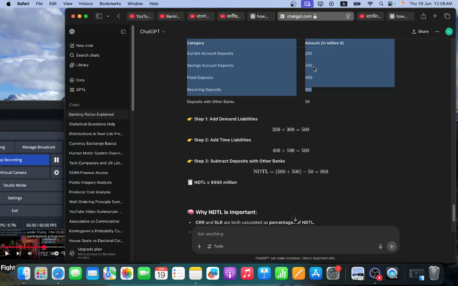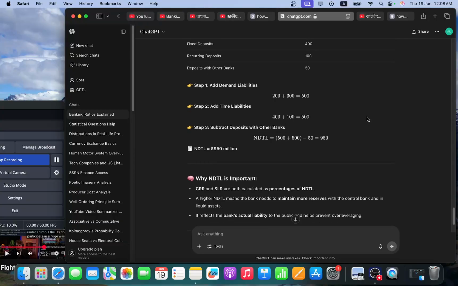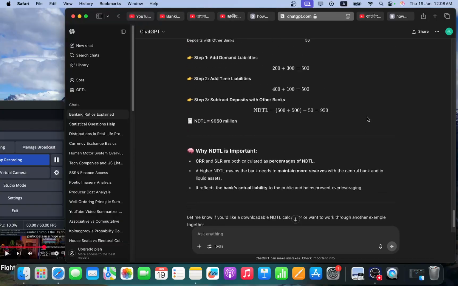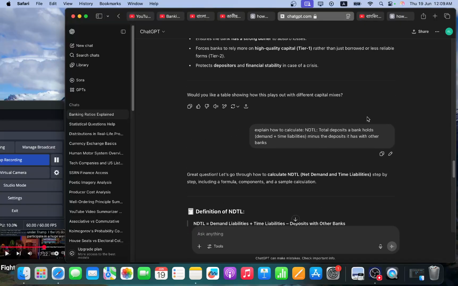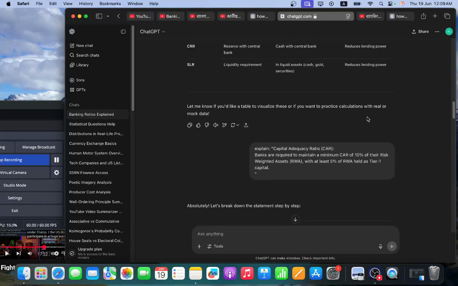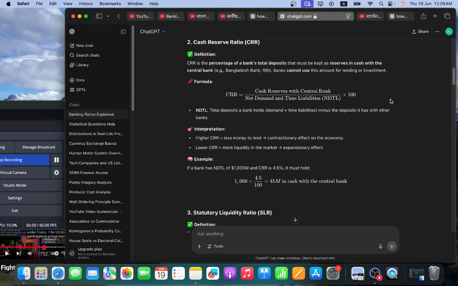So you have 205 and 1000 minus 50. Okay, 1000 minus 50, so we have 900 in NDTL. What does NDTL stand for though? Net demand and time liabilities. It's net demand and time liabilities.